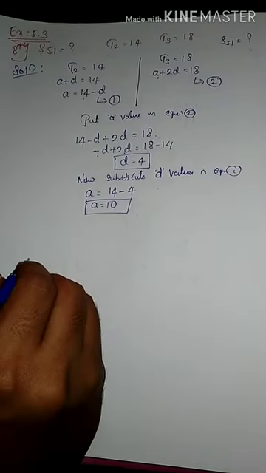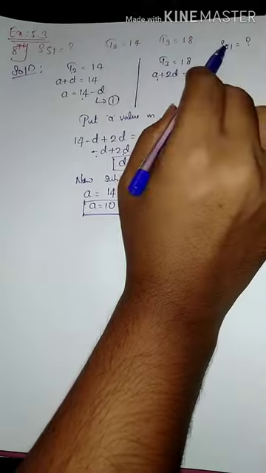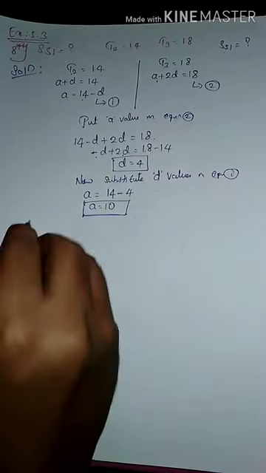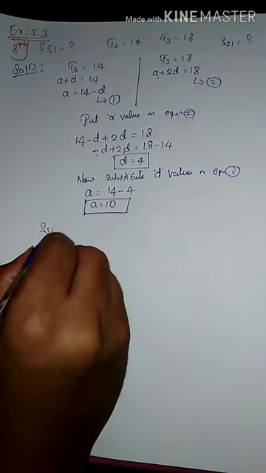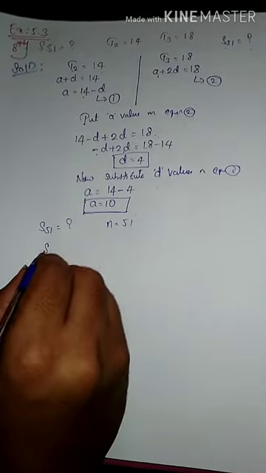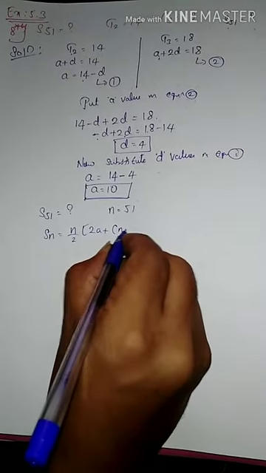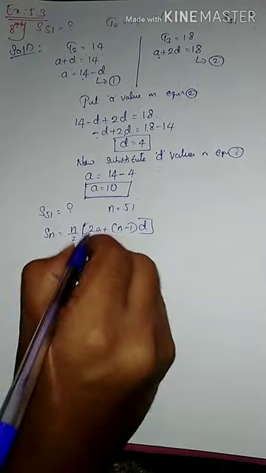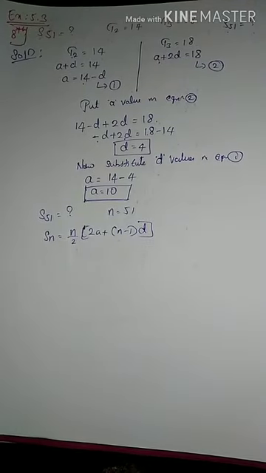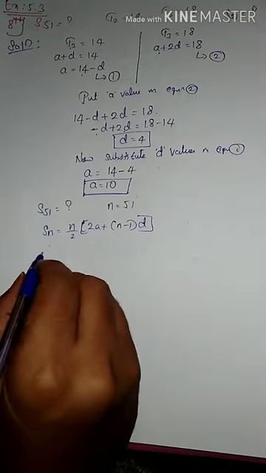Now A is equal to 10. So we need to calculate the sum of 51 terms of an AP, that is S51 is equal to how much. Here n is equal to 51. The formula is Sn is equal to n by 2 into (2A plus (n minus 1) into D), the formula to find the sum of first 51 terms of an AP. So substitute all the values in this formula.